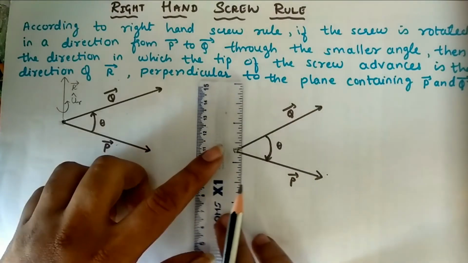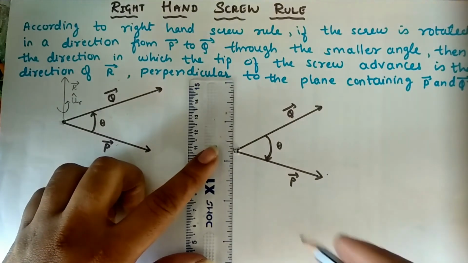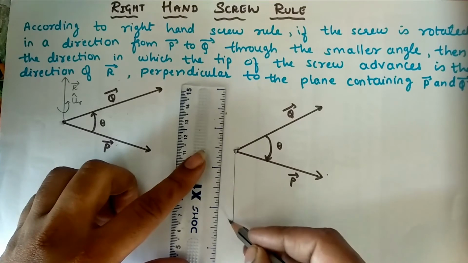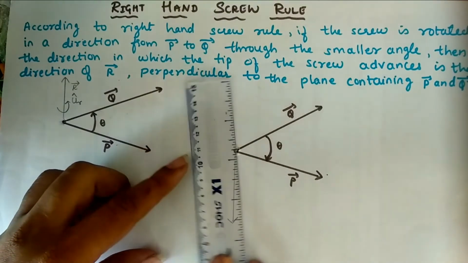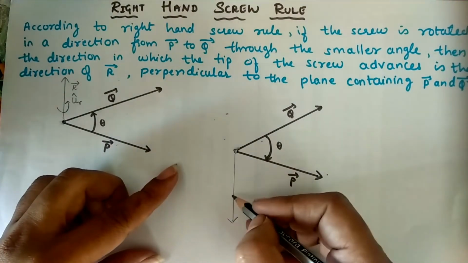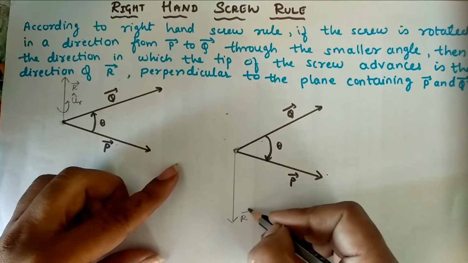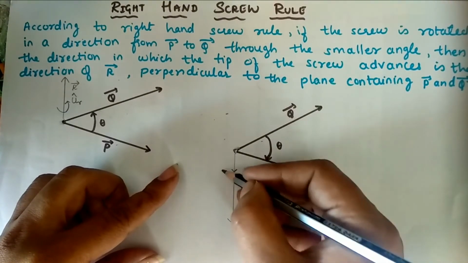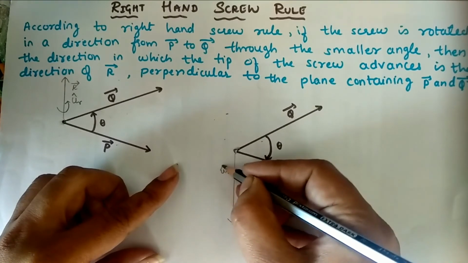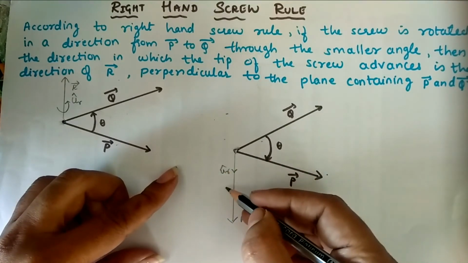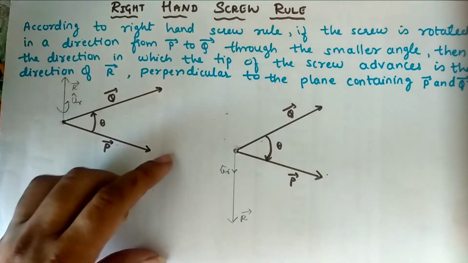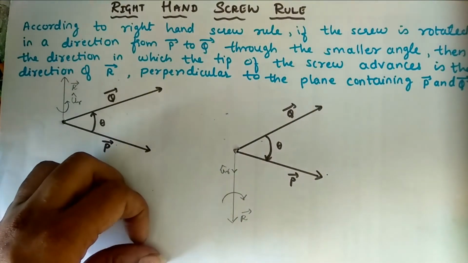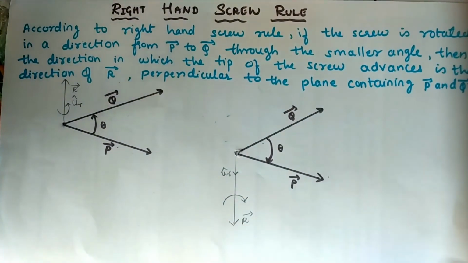So to show the direction of R inside the plane, can I draw like this? So what is your conclusion? This is the direction of R. So to show the direction of R, what we write? That is u r cap. And how we rotated? We rotated in the direction like this. So this is known as right hand screw rule.